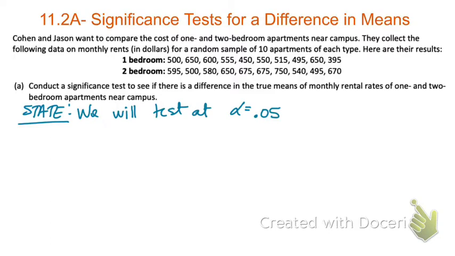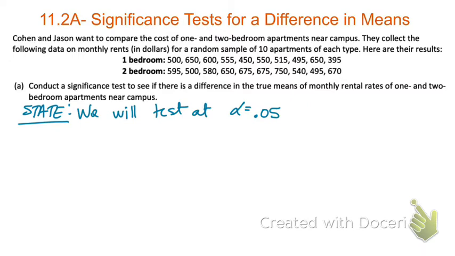So we are conducting a significance test for a difference in means. We are looking at the difference between 1 and 2 bedroom apartments. Cohen and Jason are comparing the 1 and 2 bedroom apartments. They have a random sample of 10 apartment types. We're conducting a significance test to see if there is a difference in the true means of monthly rental rates of 1 and 2 bedroom apartments. We're starting out by stating we will test at alpha equals 0.05.